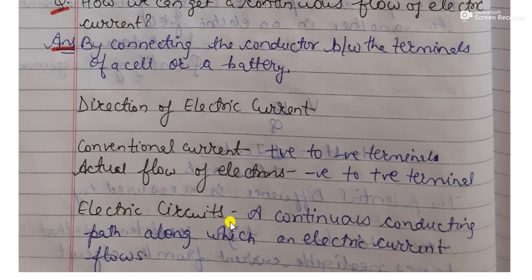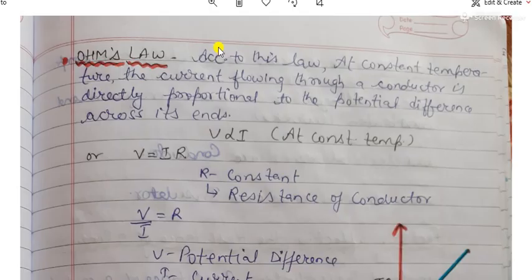An electric circuit is a continuous conducting path along which an electric current flows. Now students, we will study Ohm's law. Ohm's law provides us a relationship between the voltage, or potential difference, and the current produced in a conductor.